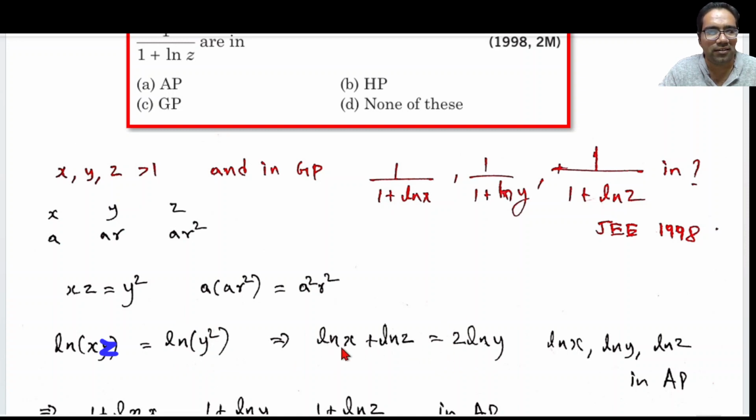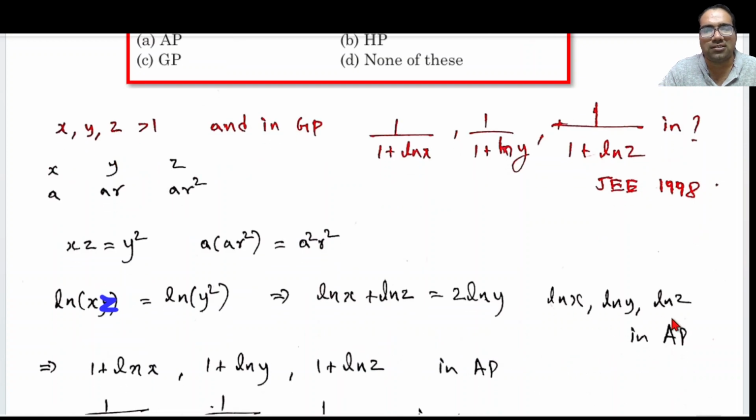We can clearly see ln x plus ln z by 2 is ln y. So the average, if we bring the 2 to the left side, ln x plus ln z by 2 should be equal to ln y. What does that mean? ln y is the average of log x and log z. Log y is the arithmetic mean of log x and log z. So log x, log y, log z are in arithmetic progression, because ln x plus ln z by 2 is equal to ln y.